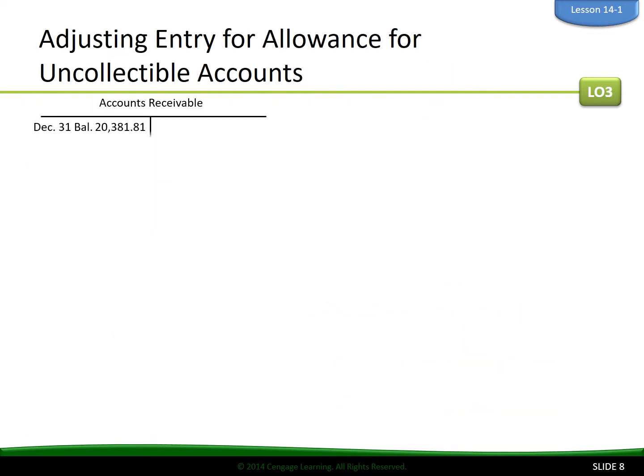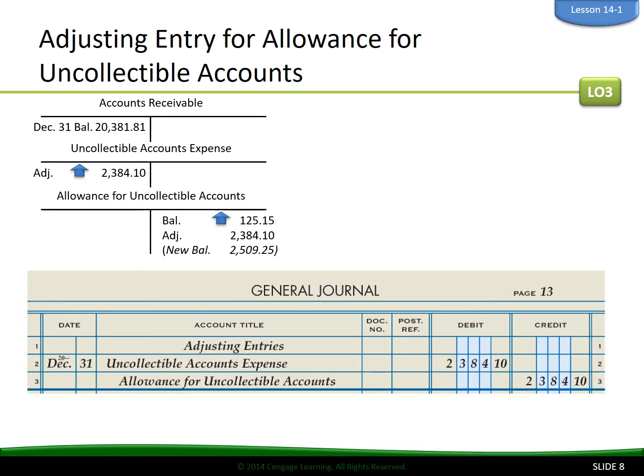Adjusting entry for allowance for uncollectible accounts. This is how it will look. Uncollectible accounts would be adjusted by 2,384.10. And then the allowance for uncollectible accounts, with its balance of 125.15, will be adjusted by 2,384.10 for the new balance of those two put together, 2,509.25.